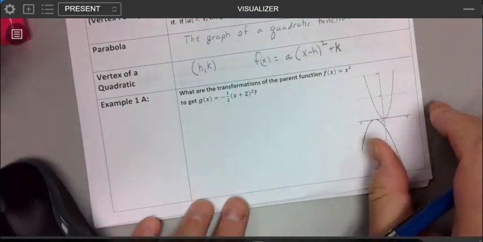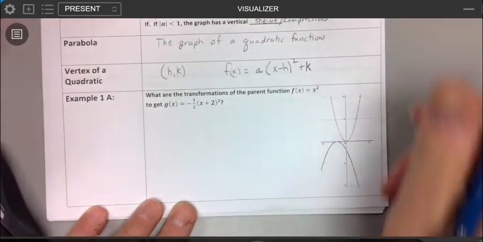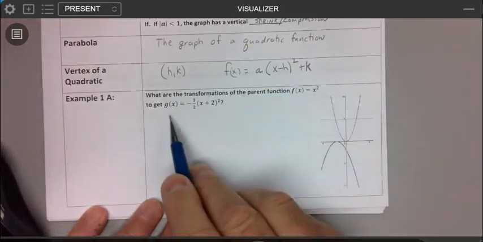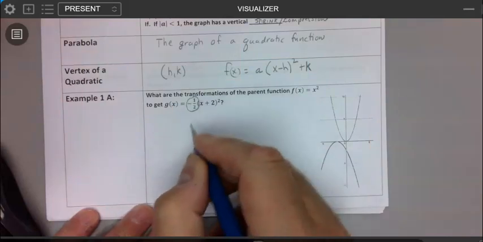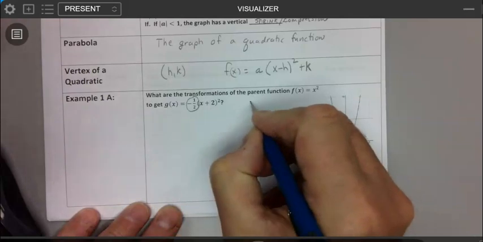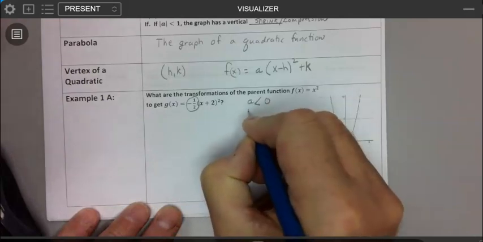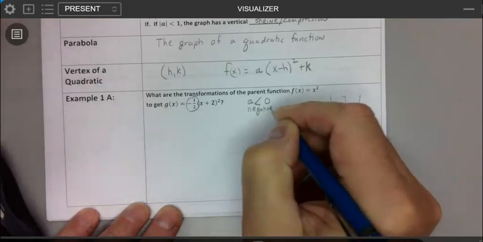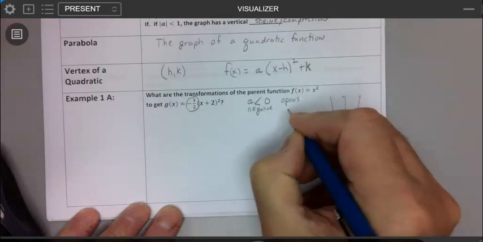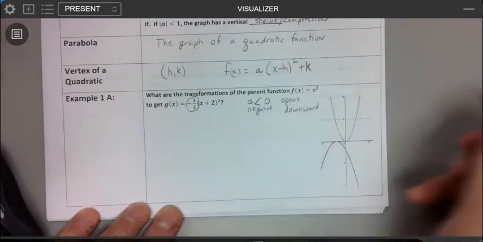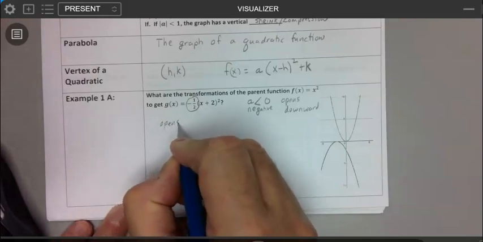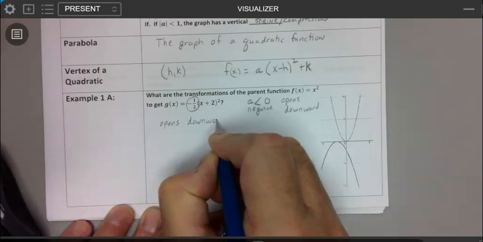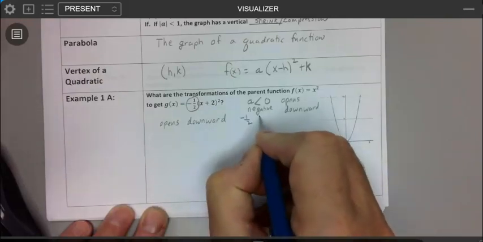So it asks on the first one, what are the transformations of the parent function x squared to g of x? Okay, if you remember, we always start here. So first, since a is negative, or less than 0, it opens downward. Like this, right there it is. So it opens downward, because negative 1/2 is less than 0.